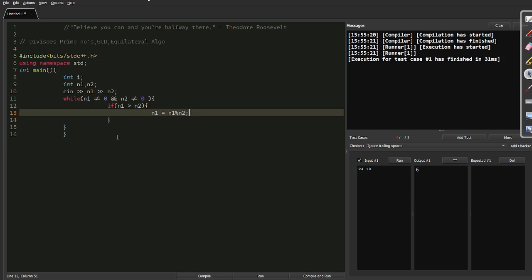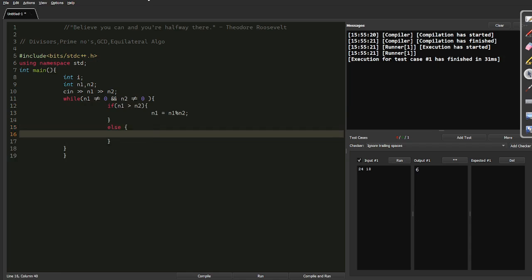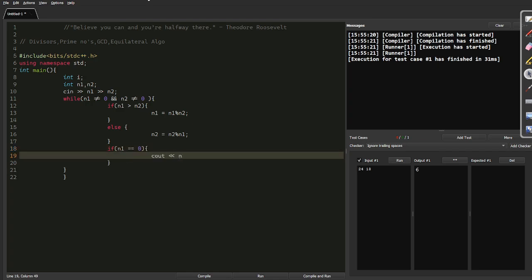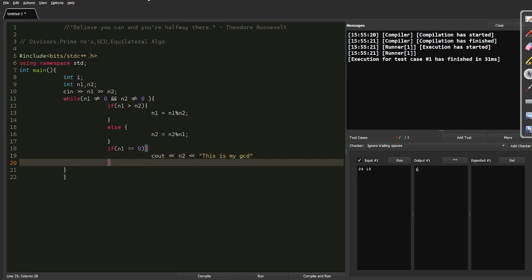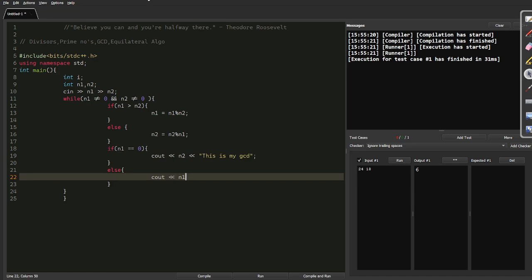And what I'll do is I'll be clever and I'll just copy paste this code again. And I'll just write else in this case. Else I'll just take n2 equal to n2 mod n1. Now I exit out of this loop, and if n1 equal to 0, what is my GCD? Cout n2. This is my GCD. Else cout n1. This is my HCF. GCD and HCF are the same. You do not need to get confused.